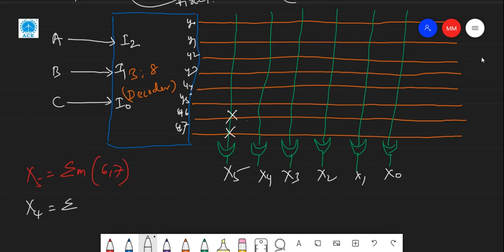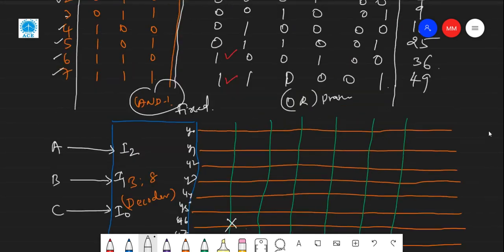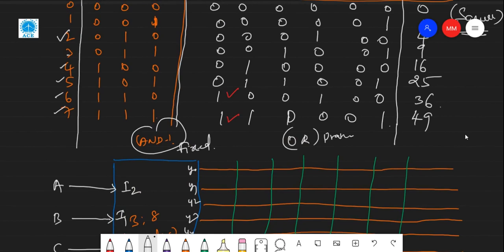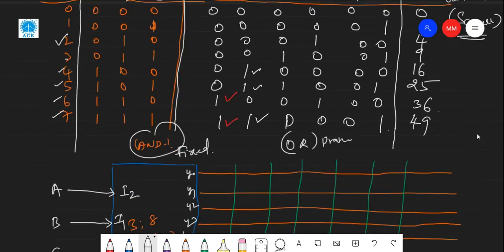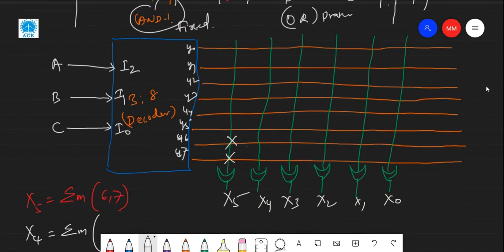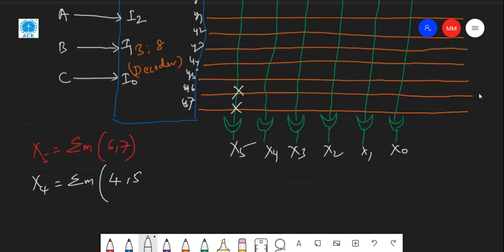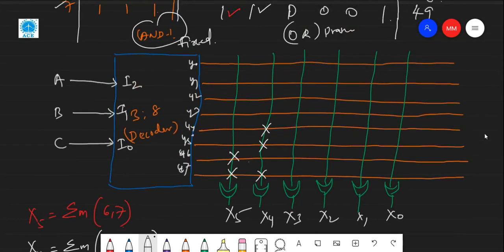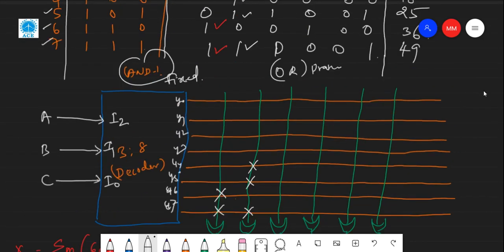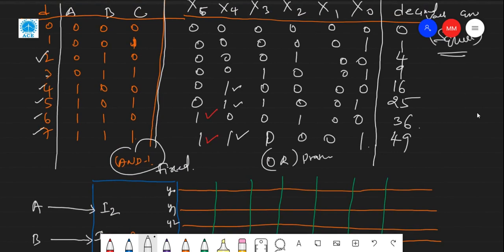Next X4. The min terms of X4, go above. X4 is what? 4, 5, 7. That's all. Like this you need to connect all connections. As I discussed, connection will be logic 1 and no connection will be logic 0. Next, this one is X3, which is 3 and 5, that's all.